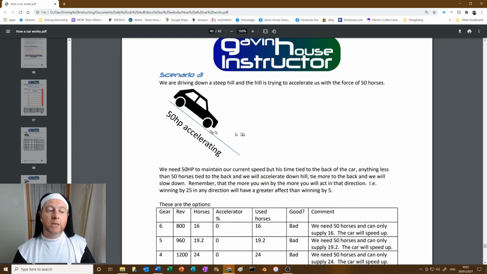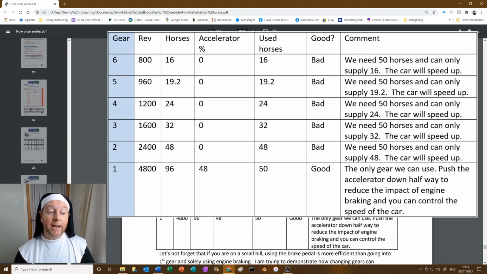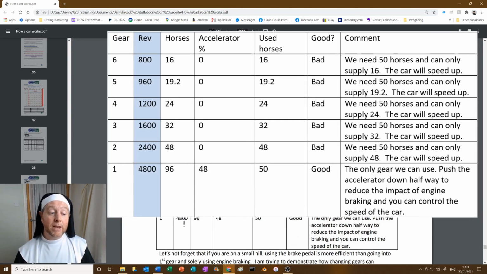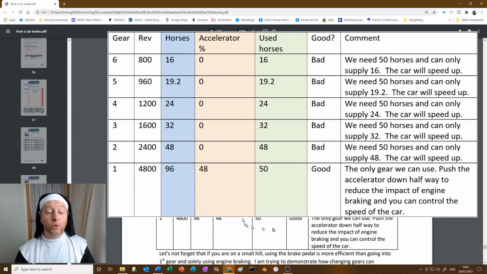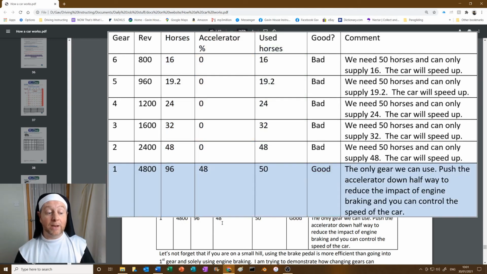So if you had a 50 horsepower hill trying to accelerate you down, this gear would give me this rev, which would give me this many horses. Depending upon how I push the accelerator, I can use some of them and it will give me a good or bad result. So in this instance I needed 50 horsepower. The only time I'm going to get 50 horsepower is if I was in first gear, because second gear would only give me 48, and away we go.